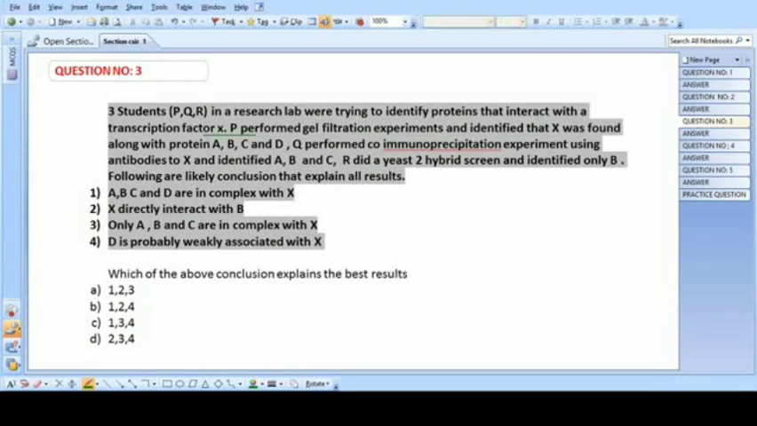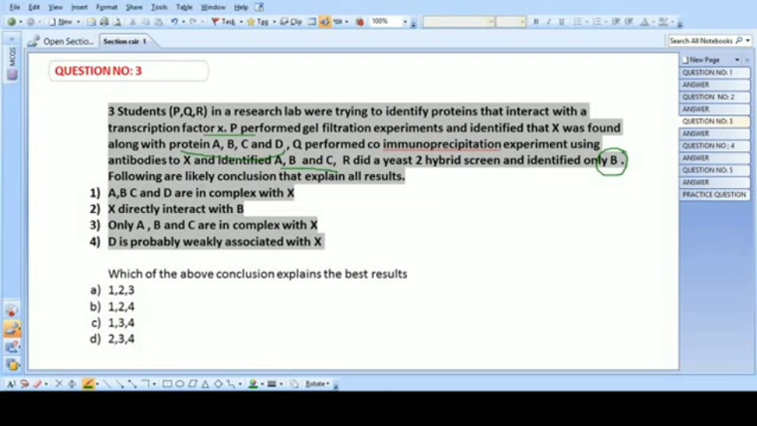Student P performed a gel filtration experiment and identified that X is found along with proteins A, B, C and D. Student Q performed a co-immunoprecipitation experiment using antibodies and found that X associates with A, B and C. And R did a yeast two-hybrid screen and identified that X associates with B. The following are likely conclusions that explain all the results.